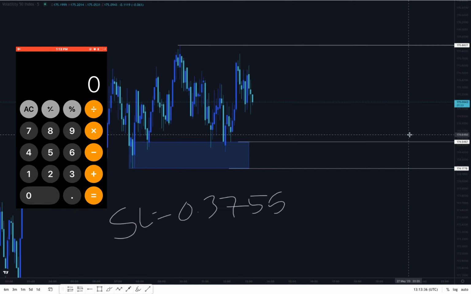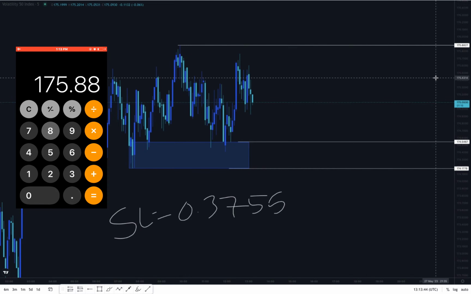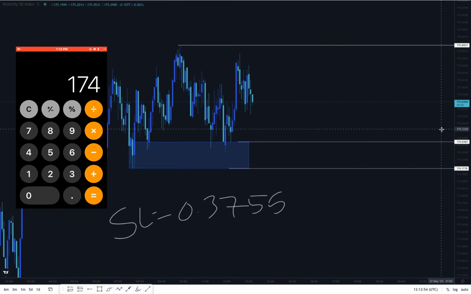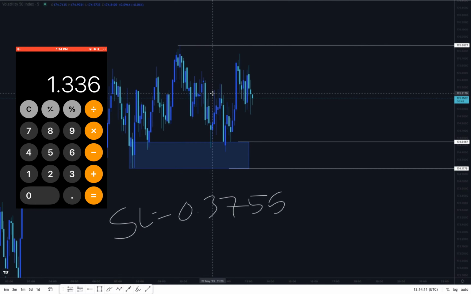All right, so our take profit is 175.8827. This is our take profit price tag. Then minus our entry, which is 174.5467. This is our entry price. So we click the equal button, and then the distance between, or the pips difference between our entry and the take profit is what? Let's write it down.